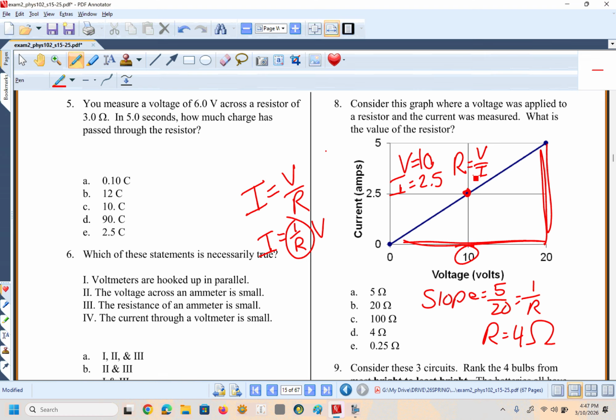I think Nelson has his hand up. 2020, number 24. 2024, number 20. Which one is this one?